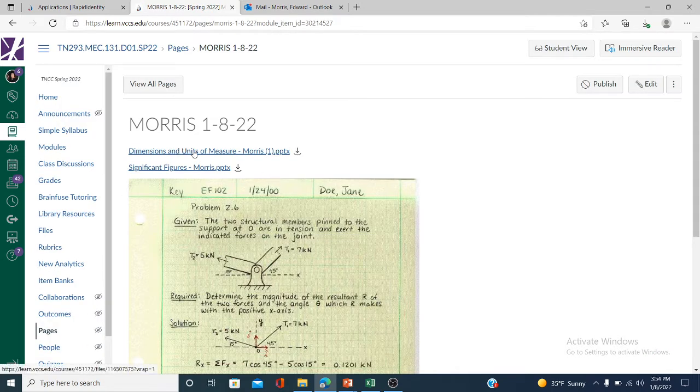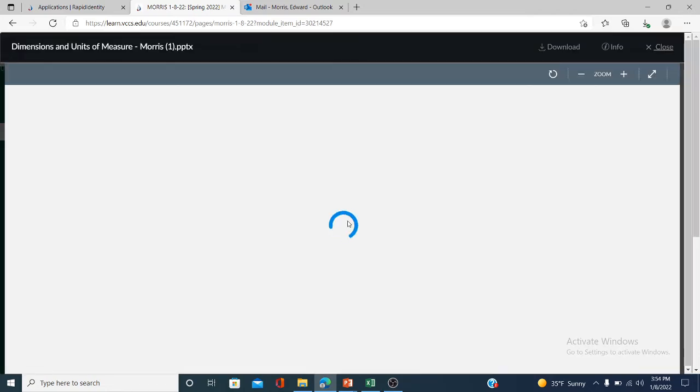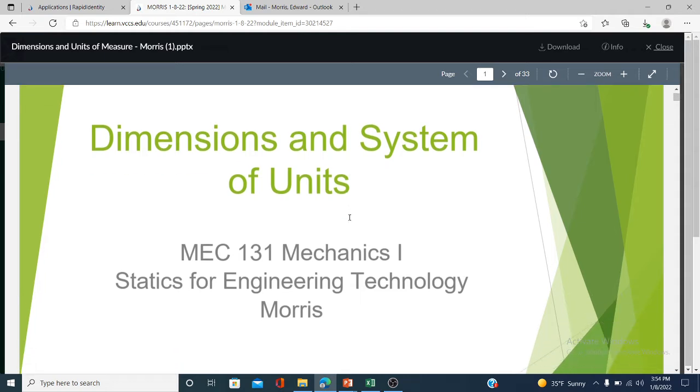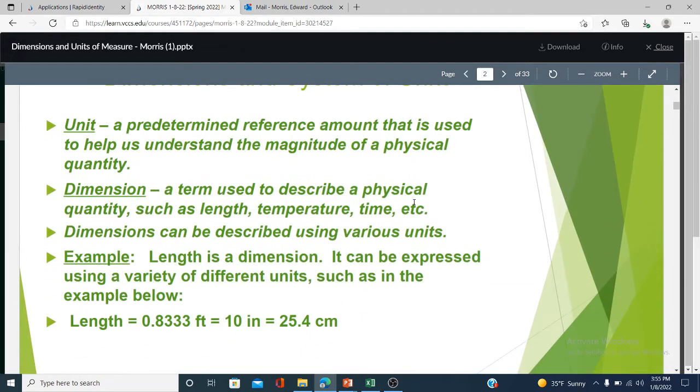Here is a PowerPoint on dimensions and units of measure, and I would like to give credit where credit is due. I had borrowed this information from my good friend and colleague, Paul Gordy, at Tidewater Community College. Some information is stuff that he put in there, so he gets full credit, and there's some information that I put in there. And I'm not going to go over all this. I want to go over some of this with you.